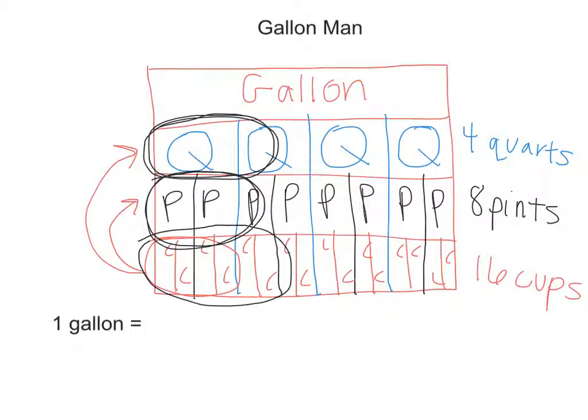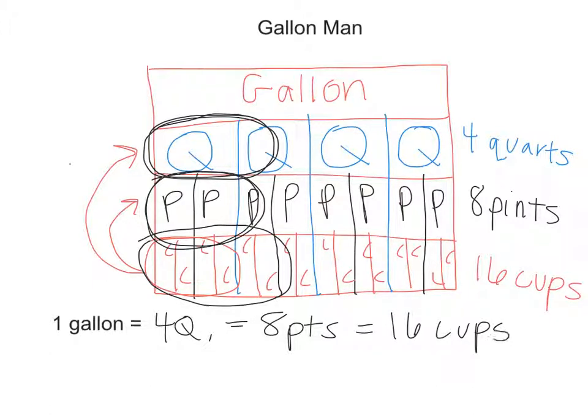Now, my final point down here is that a gallon equals 4 quarts, or it could equal 8 pints, or it equals 16 cups.